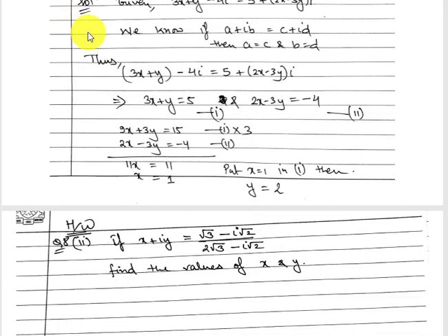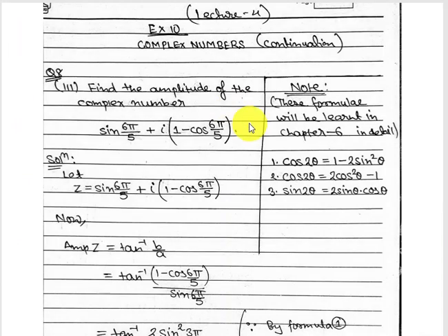Hello children, in the last lecture we had done till question number 8.2. In fact, 8.2 was the homework for you. Now let us proceed to the next question. So this is the fourth lecture, complex numbers continuation.